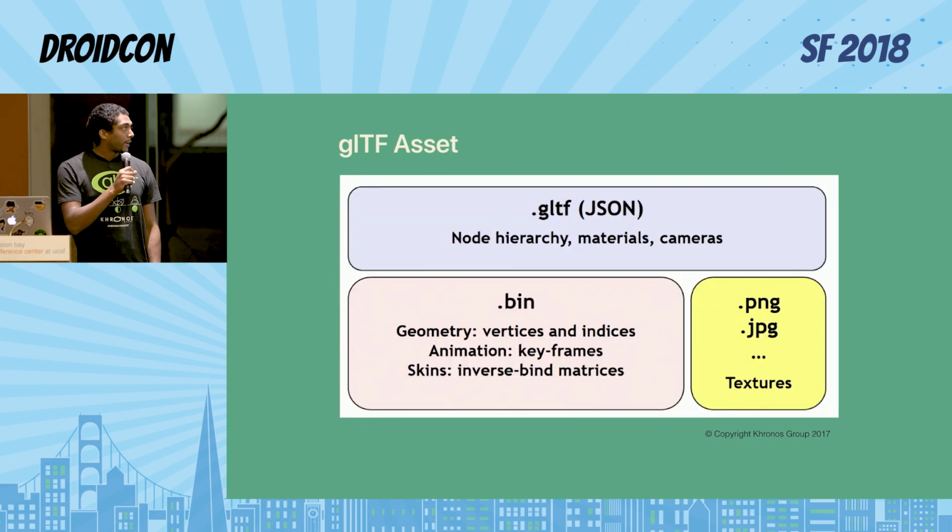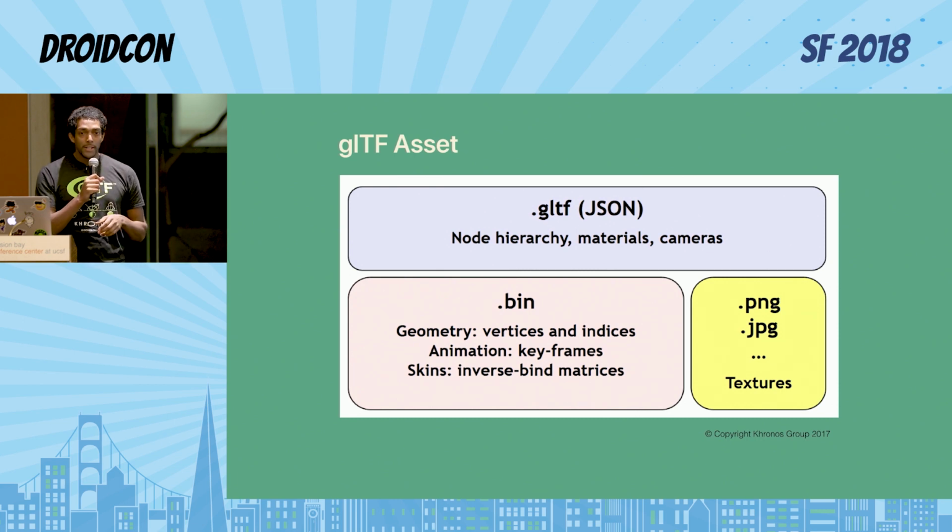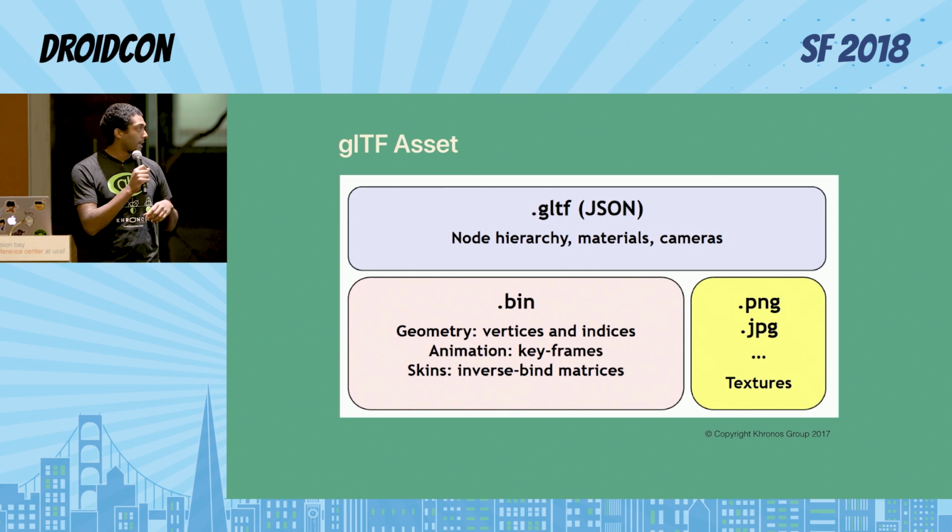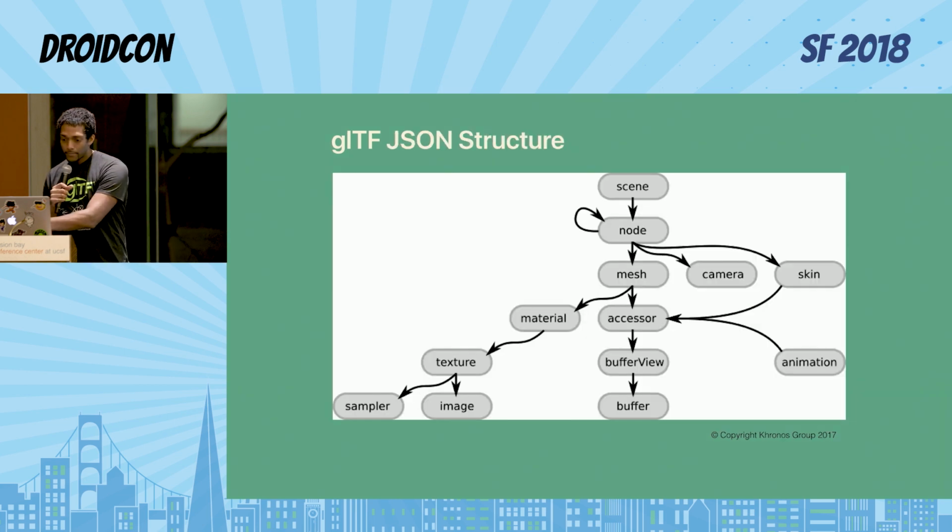So the glTF file itself, when you have the binary glTF, it'll just pack all this stuff together in one binary file. But it's going to be composed of the JSON part, and then it's going to have the binary part that's going to have the vertex data as well as the index data, and I'll talk about what that means later, as well as the animation stuff and skins and the texture data.